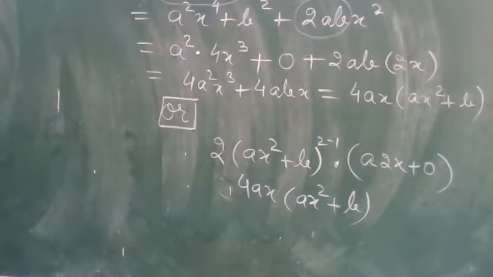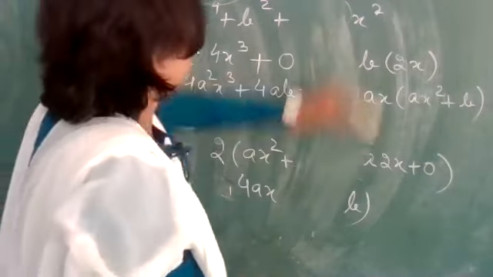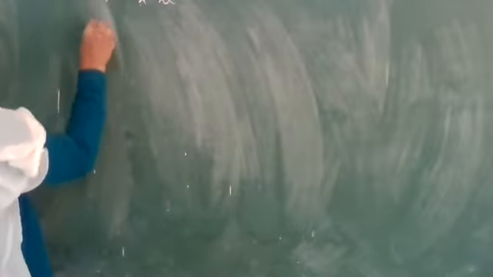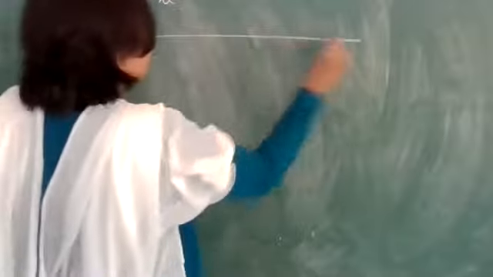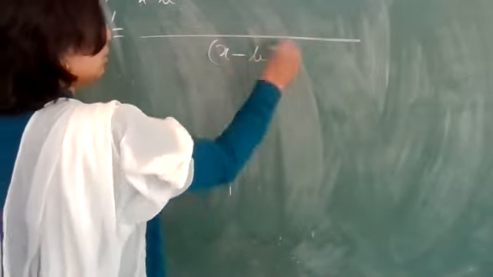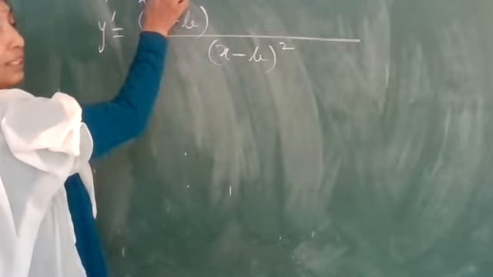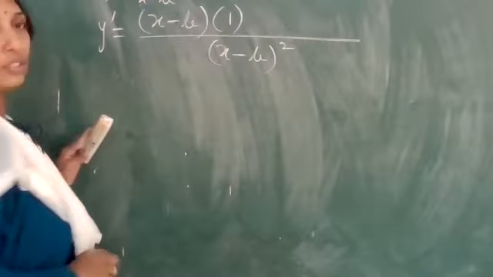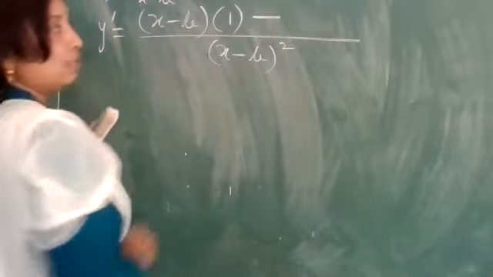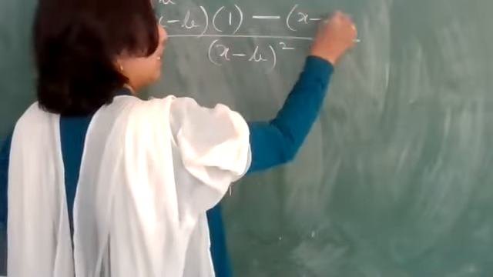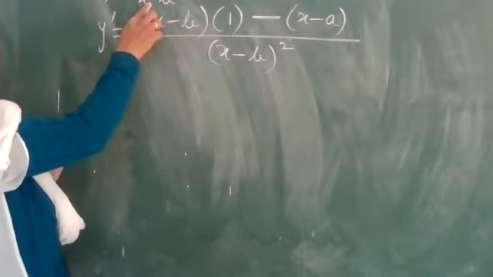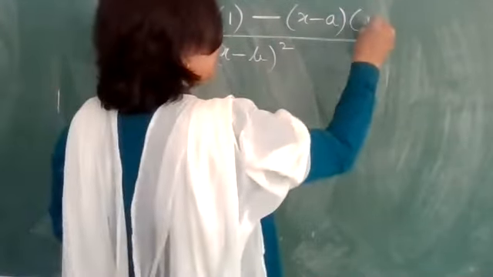Third part, देखो फटाफट, that is based on quotient rule. It is (x minus a) upon (x minus b). Let's take it as y. So y dash: square of the denominator. Denominator as it is, derivative of numerator, that is x minus a, the derivative is 1. We have a minus sign in between. Then numerator as it is, derivative of denominator, that is x minus b, which is again 1.